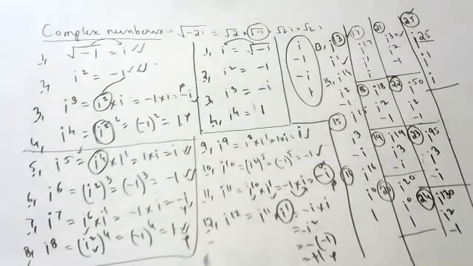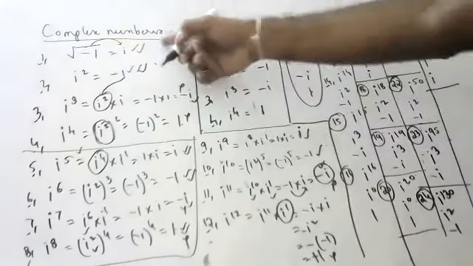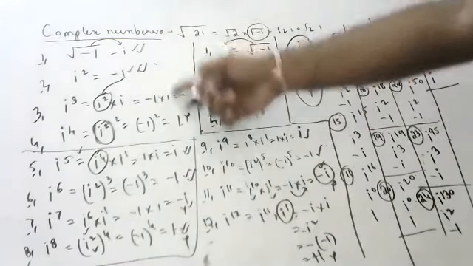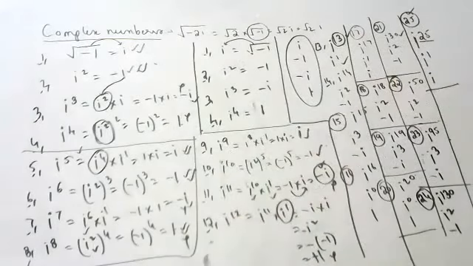That's it, children. Like this, divide with 4, get the answer. Why? Because after every 4 numbers, it is repeating. I showed here. That's why we are getting this.